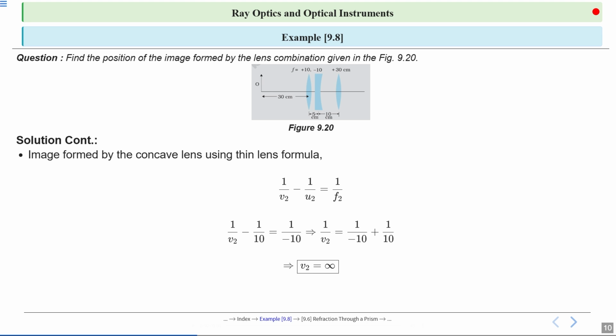So solving this equation, we find that V2 equals infinity. This means the image is formed at infinity, which is a significant result in optics. It indicates that the rays are parallel after passing through the lens.